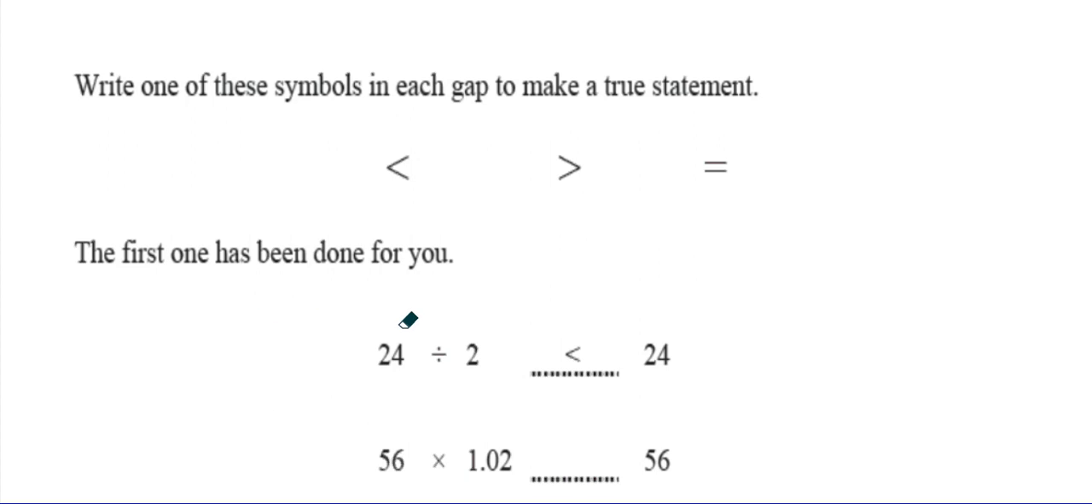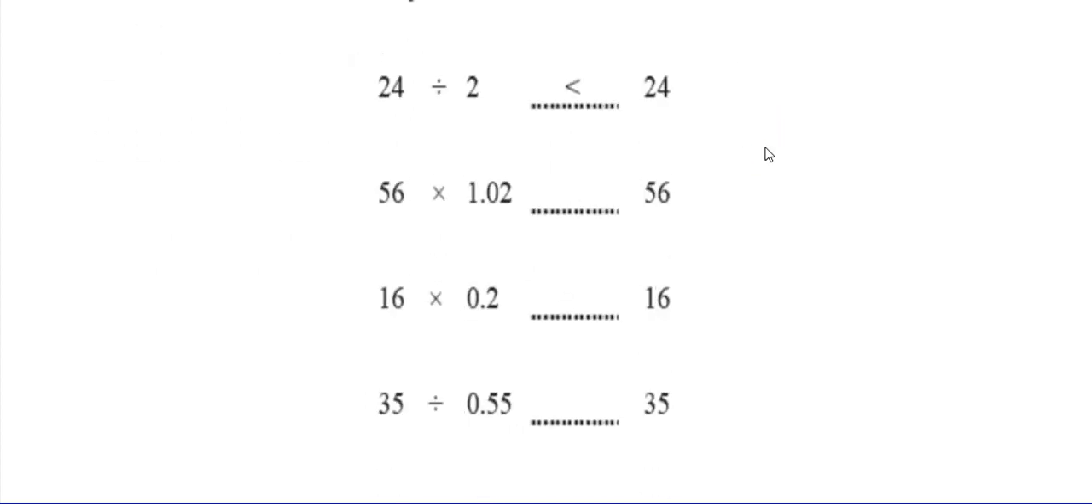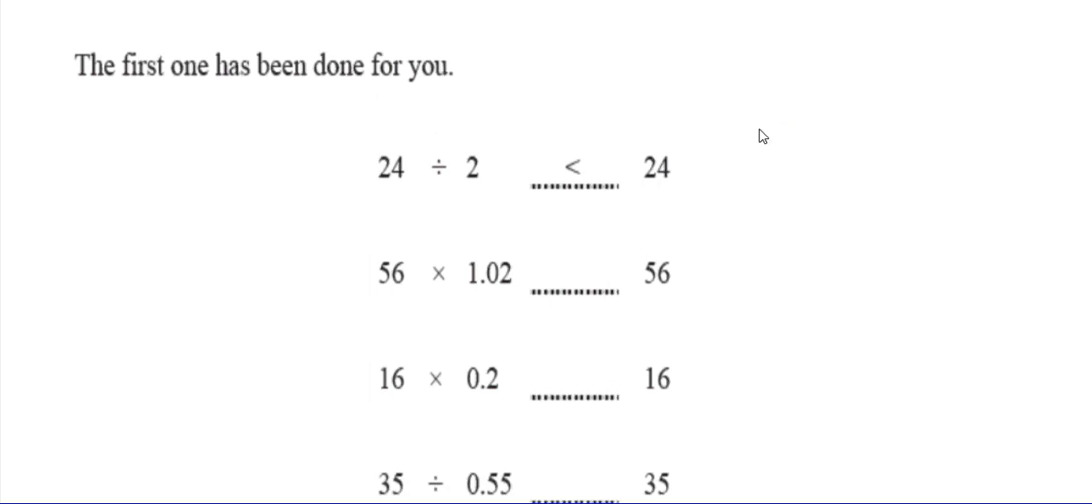Write one of these symbols in each gap to make a true statement. We have less than over here, we have greater than, and we have is equal to. We'll be using those symbols to complete this sentence. The first one has been done for you. Let us see, 24 divided by 2, this is 12. Now, when 12 is compared with 24, we find that 12 is less than 24, so the example is correct.